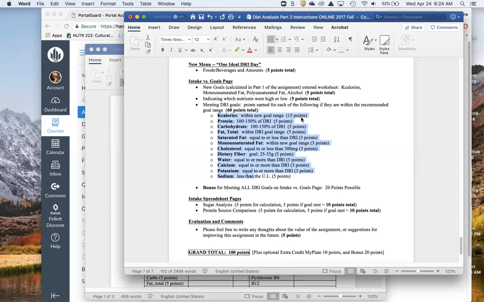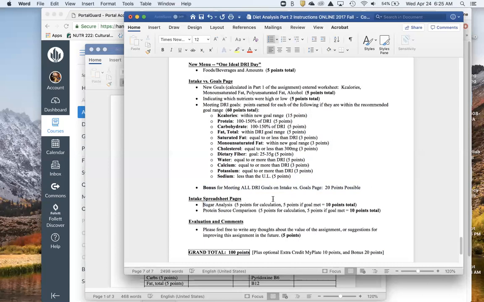The one that's worth the most points is the calories. You absolutely want to get your calories in goal. Otherwise you lose 15 points, which is 15% of the whole project. Protein, carb, etc. If you want to get extra credit, you can make the absolute perfect diet where you meet all the DRI goals. For the micronutrients, you can go over the DRI as long as it doesn't exceed the UL. So if you meet all of your DRI goals for every micronutrient, you can get 20 points extra credit.